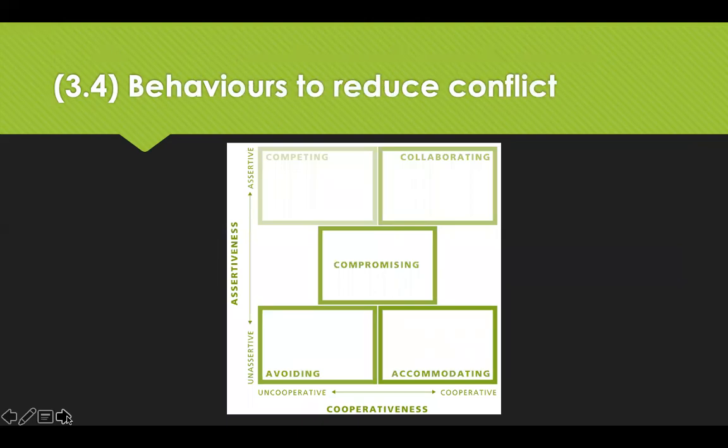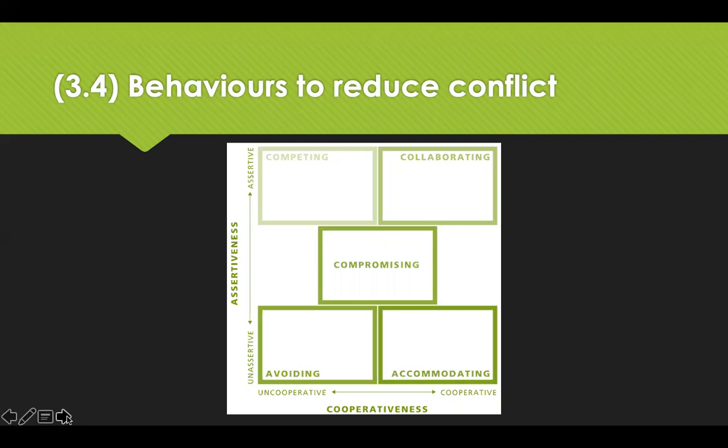Now, the Thomas-Kilmann model is designed to measure a person's behaviour in conflict situations. You can see on the left the assertiveness and the cooperativeness at the bottom. So competing is assertive but uncooperative. So an individual pursues their own concerns at the expense of others. Accommodating is unassertive but cooperative, the complete opposite of competing. So when you're accommodating, the individual neglects their own concerns to satisfy the concerns of others. Avoiding is unassertive and uncooperative. The person neither pursues their own concerns nor those of others, essentially sweeping things under the carpet.